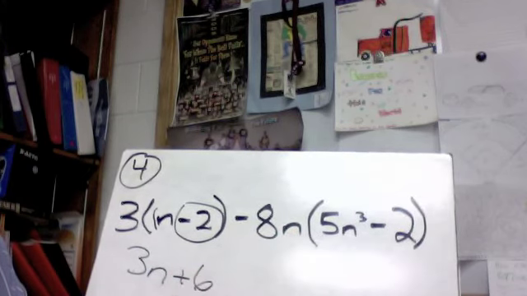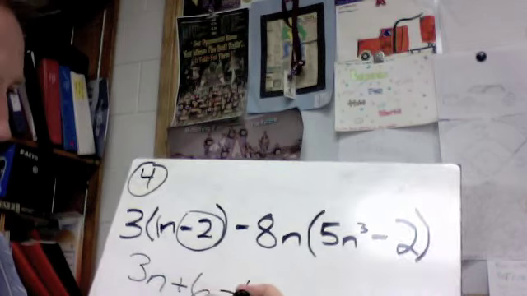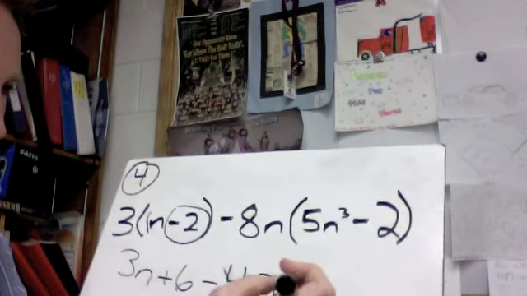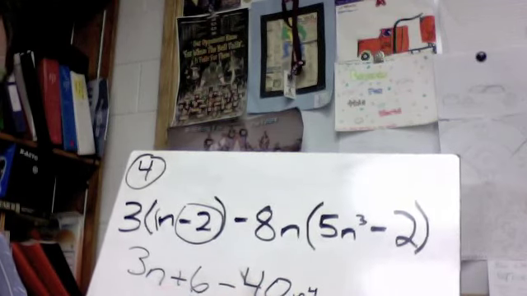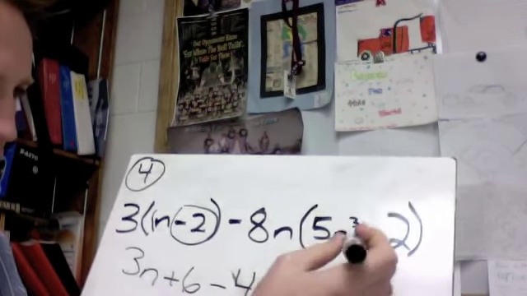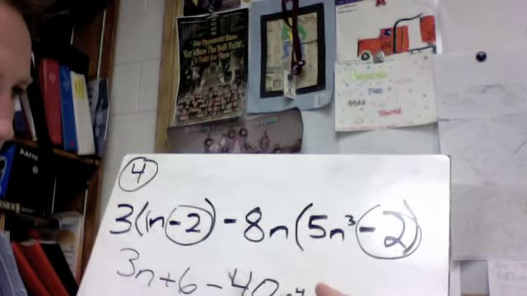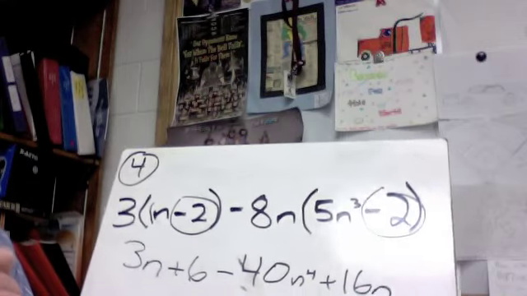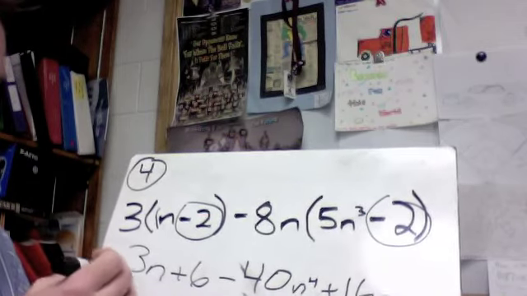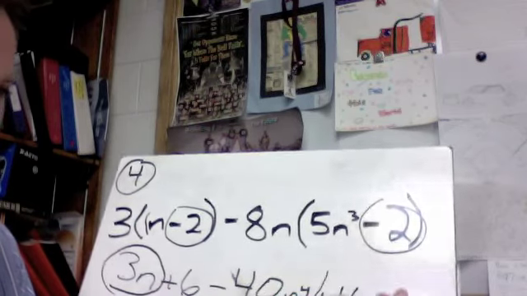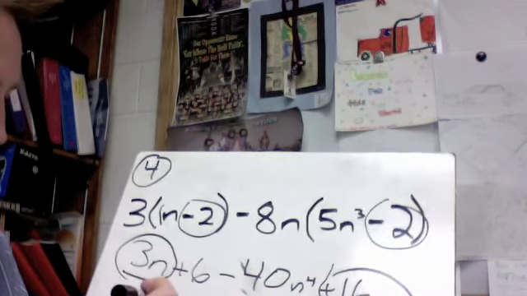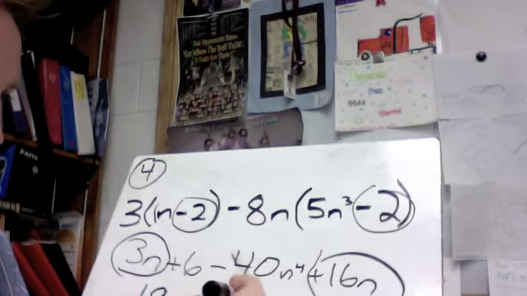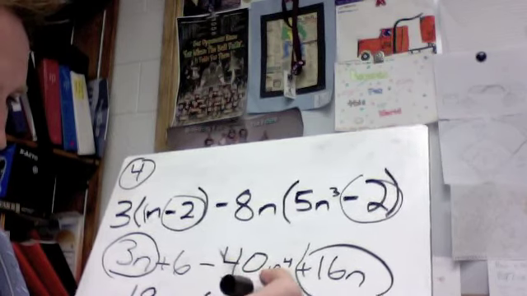-8n times 5n to the third would be negative 40n to the fourth, and then we just have -8n times -2, which is going to be a positive, so it's going to be plus 16n. Looking through this to put some things together, looks like we've got this guy right here and this guy right here. Put those together, we've got 19n, we've got plus 6, and we've got minus 40n to the fourth.